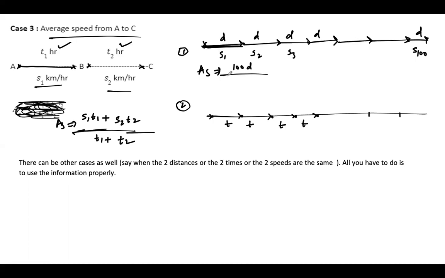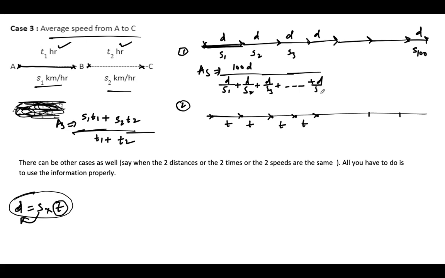There's only one relation, but we get confused so much. Imagine this question is asking time information. Time means what will come in the denominator? Speed. D by S. Time here is D by S1, D by S2, till D by S100. If you take D common from the denominator, this D will get cancelled and you get 100 upon 1 by S1 plus 1 by S2 till 1 by S100.